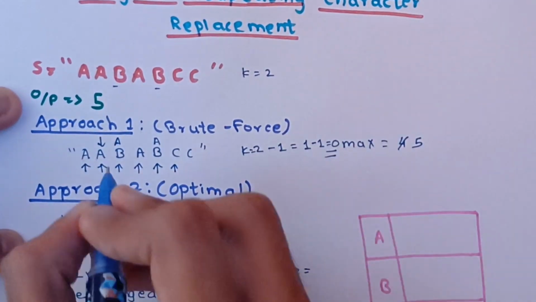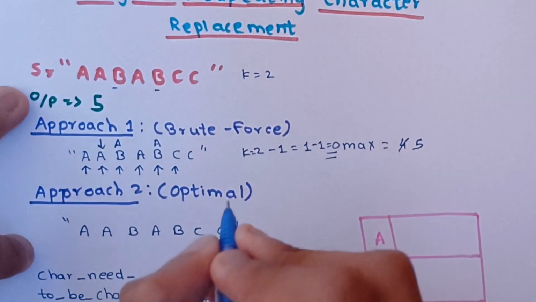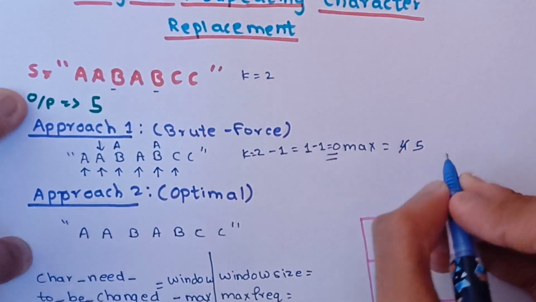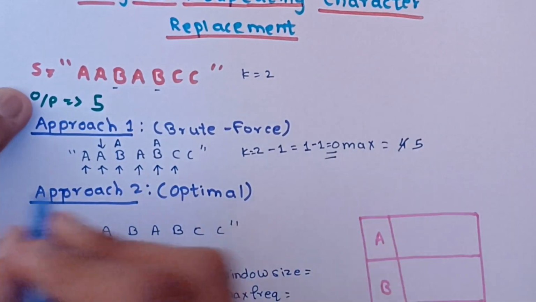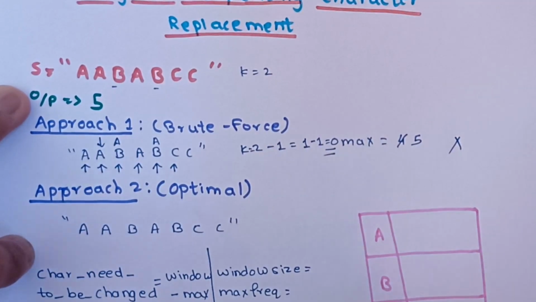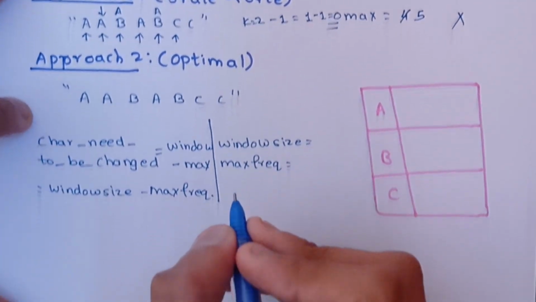This is a small problem, so it is okay to implement. But when the string size is 20, 30, 40, it will become very time consuming. So we will not use the brute force approach. We use it only for understanding. Now I will teach you the optimal approach.